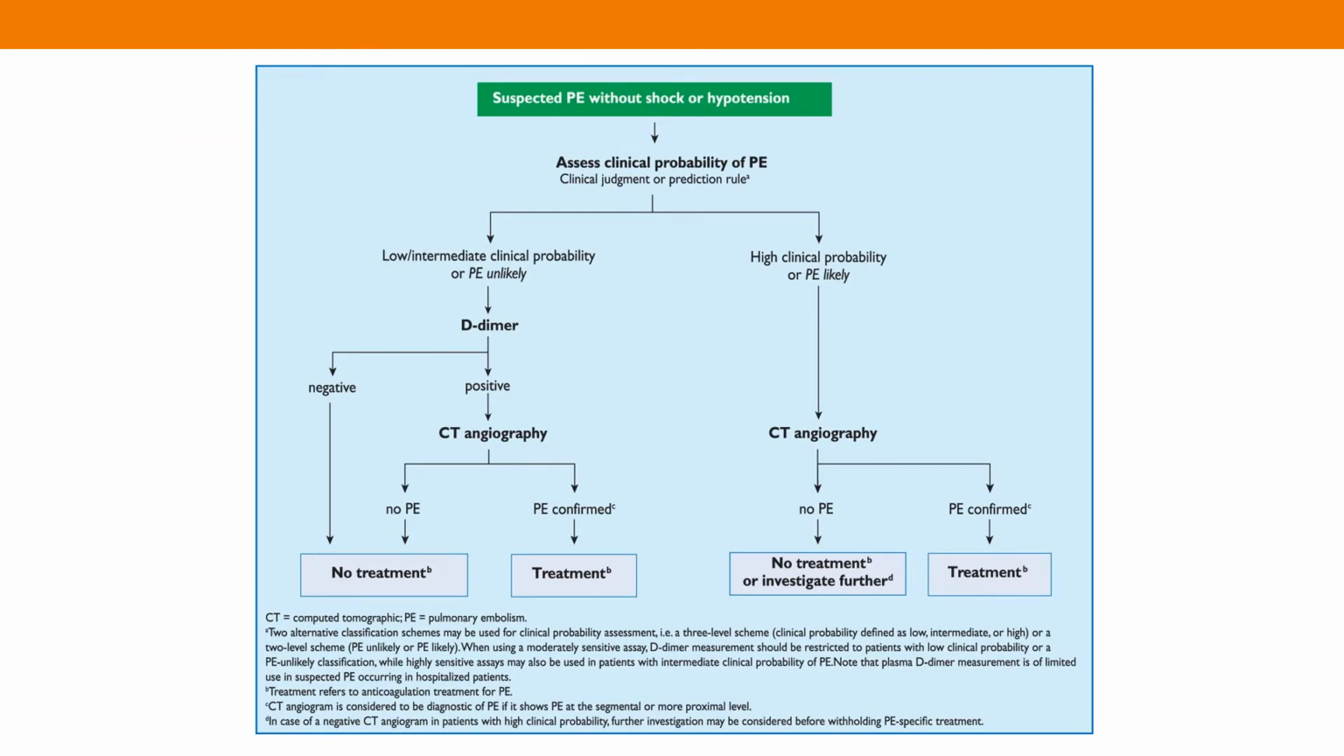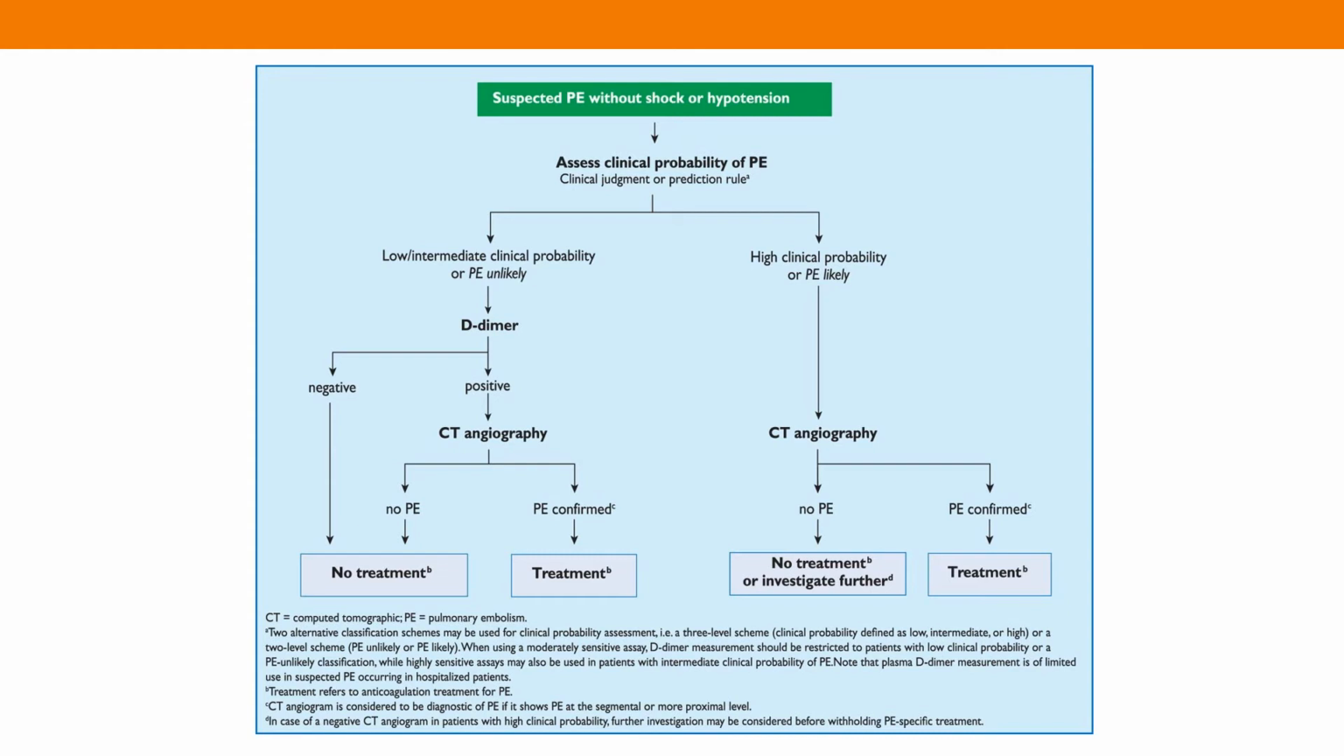So in terms of investigating and treatment, this again is from the European Society of Cardiology. If you have a suspected PE without shock or hypotension, then you ideally want to assess the clinical probability of PE, such as using rule out using PERC or consider Wells or Geneva scores. If there is a low or intermediate clinical probability, then you can perform a D-dimer, and if it's negative, you can discharge the patient. If it's positive, you can then proceed to CTPA. If there is high clinical probability or PE likely, then you should just proceed to CT angiography.